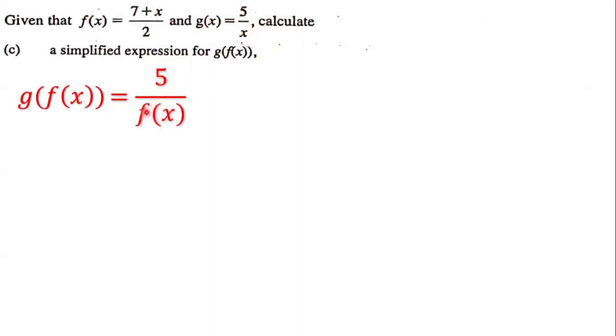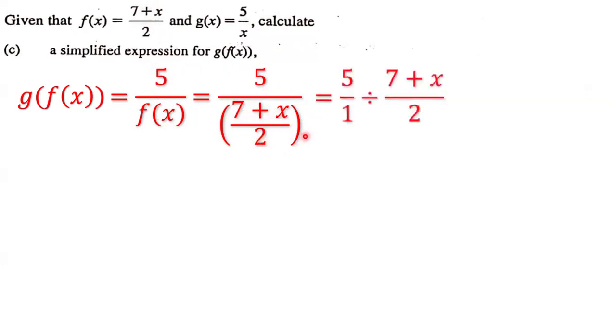But what is f(x)? Well, f(x) is equal to (7 plus x) over 2. And so we put this fraction here, (7 plus x) over 2. And so what we have to do here is divide. So we have 5 over 1 divided by this fraction, (7 plus x) over 2.